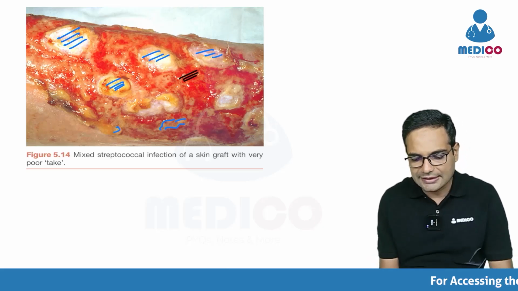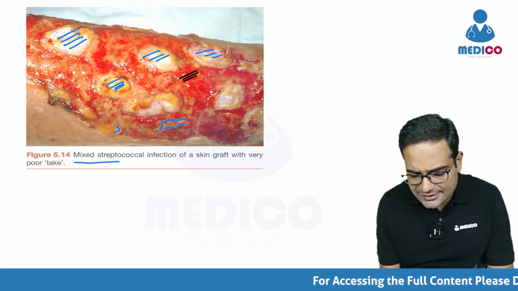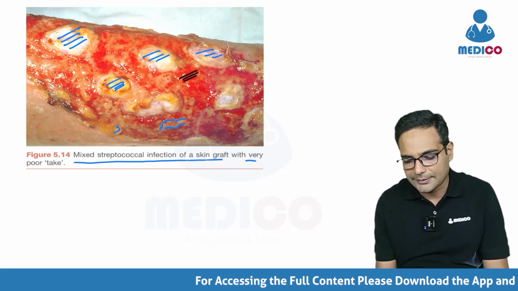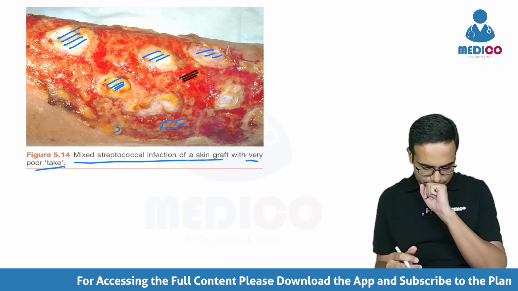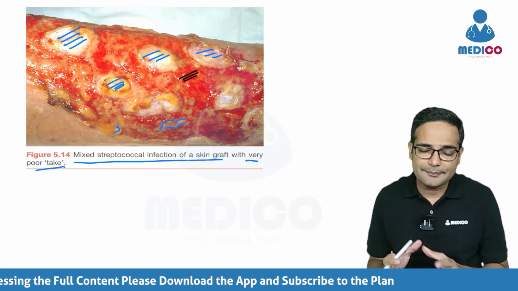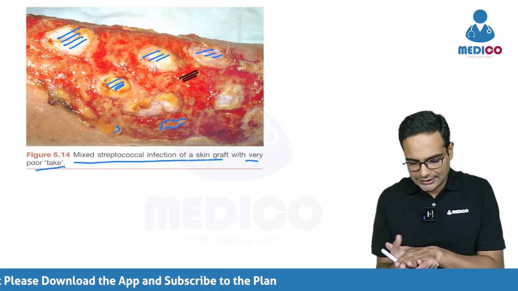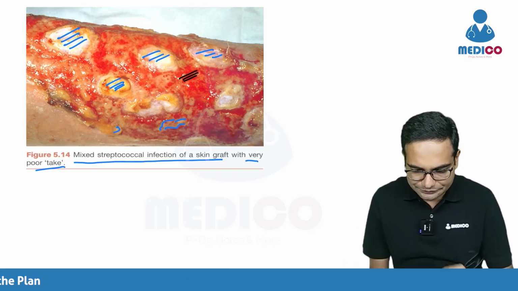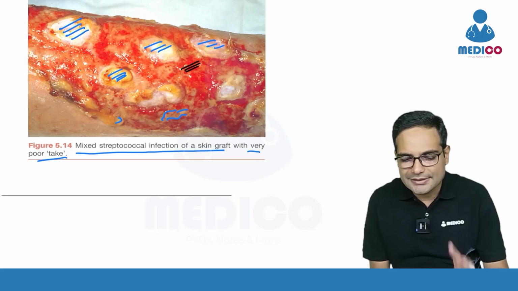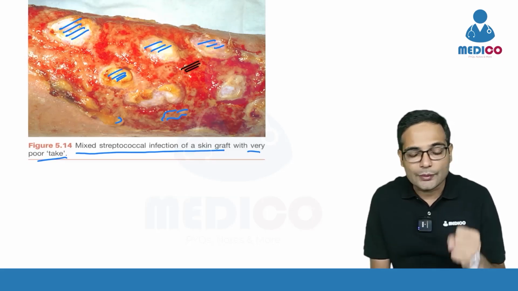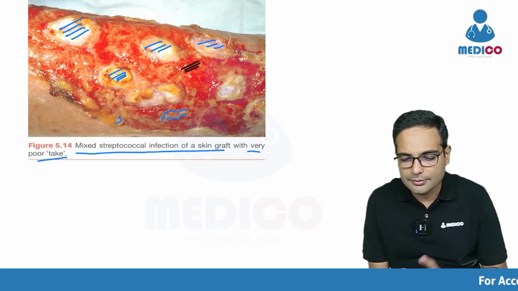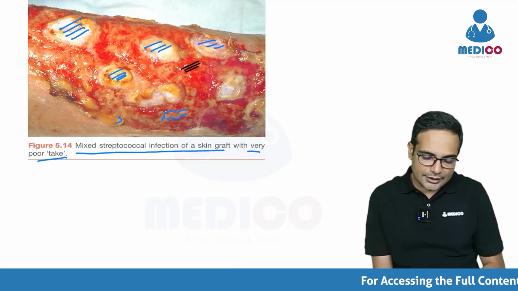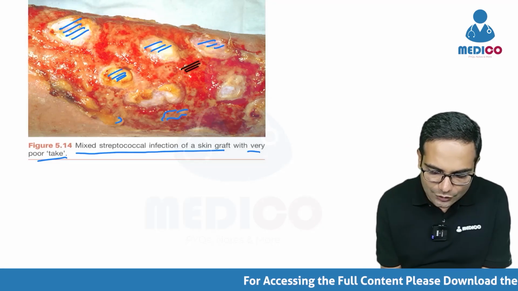So this patient developed a mixed streptococcal infection of a skin graft with very poor take. I'm sorry, what does this poor take mean? Poor take means that the graft was not taken up by the recipient, right? It was rejected. So very poor take means it was not well accepted. That would be a better way to put it. Now, see, it is a mixed streptococcal infection.